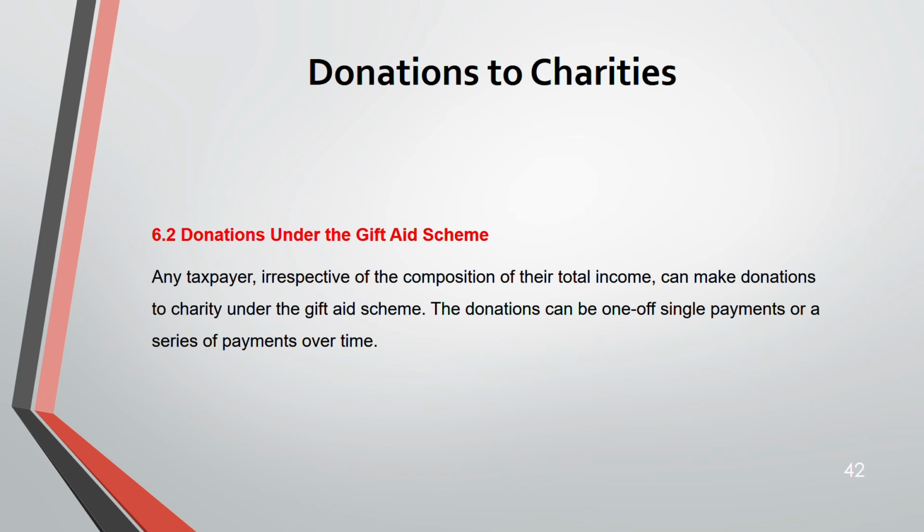So any taxpayer can make any donation to charity, no matter what their total income is. You can either make a single payment, or you can make a series of payments over time as a donation. Any amount can be donated and you can attract the tax relief. You can get the relief on it.